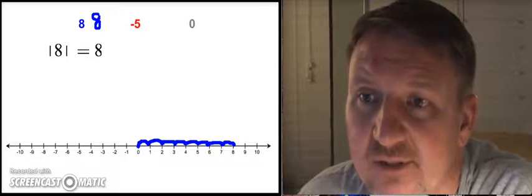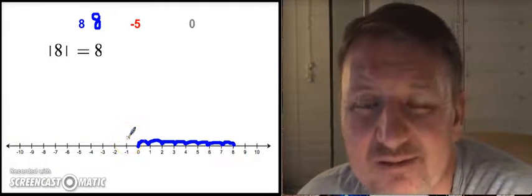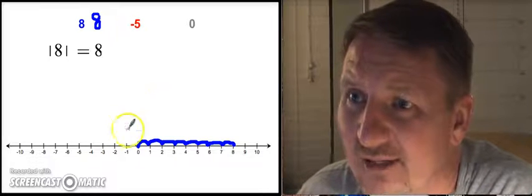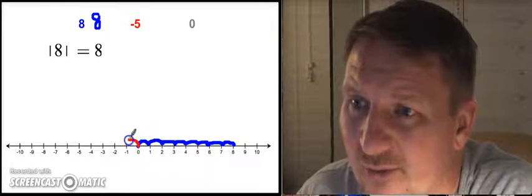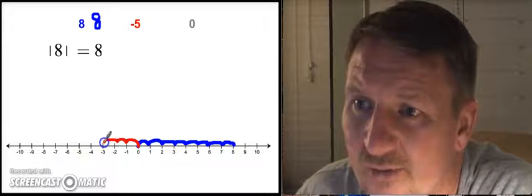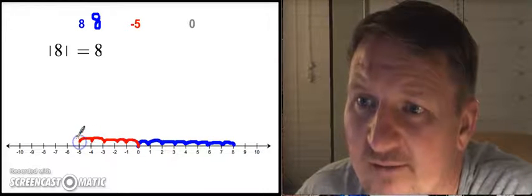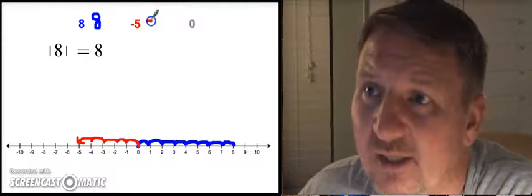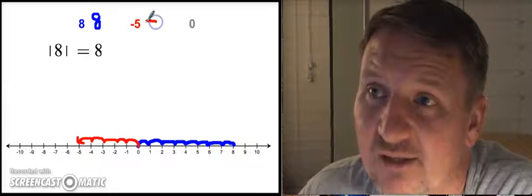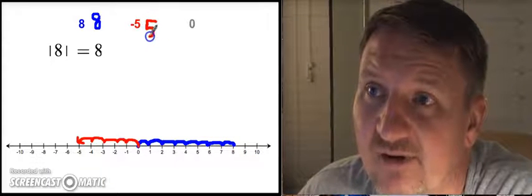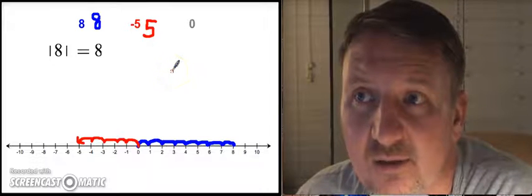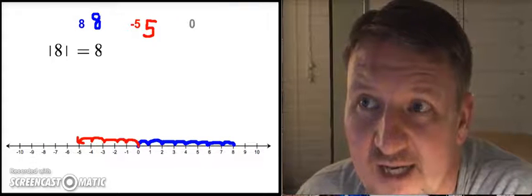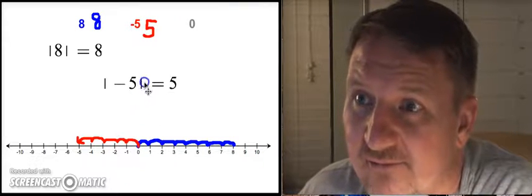Okay, let's look at the next one, negative 5. So what did the definition say? It said count from 0 to the number on the number line. So let's do that. Negative 5 we're counting to. So we start at 0. We go 1, 2, 3, 4, 5. Bingo, right there. How many places did we count? We counted 5 places. So the answer to the absolute value of negative 5 is 5.